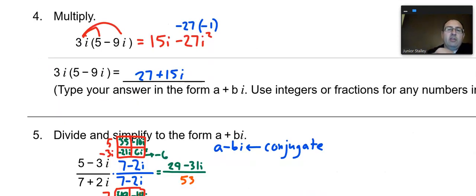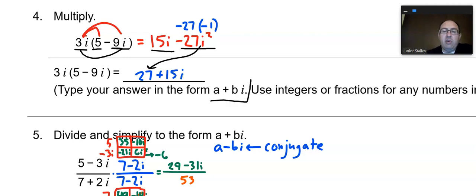Question 4 looks a little bit different, but it's not really. You're just distributing. 3i times 5, that's my +15i. 3i times -9i, -27i squared, which we know is -27 times -1, or +27. You could see that since we want to write things in a plus bi form, we put the real portion first and the imaginary portion second. So 27 plus 15i is your answer.